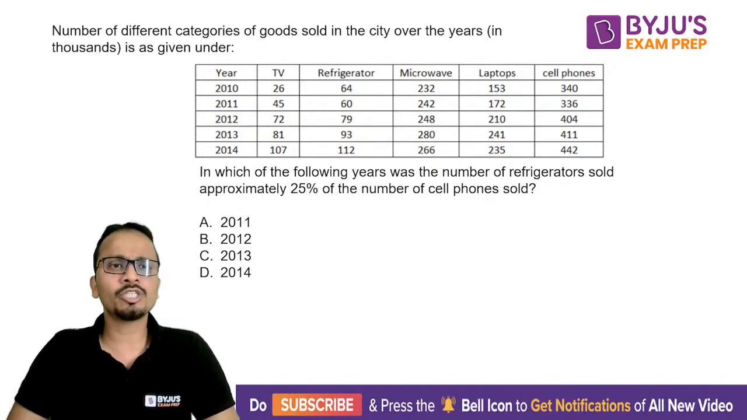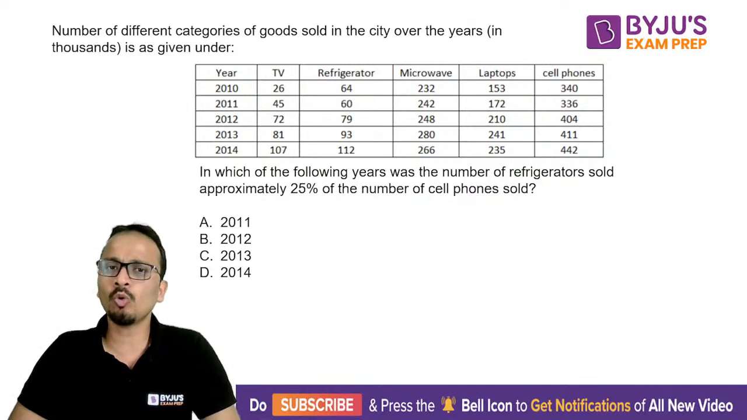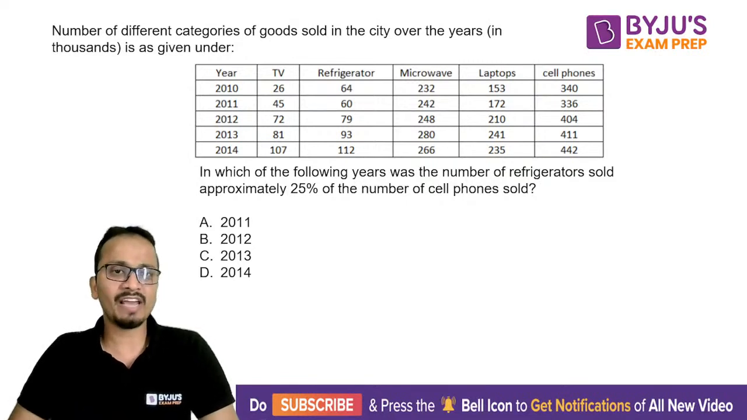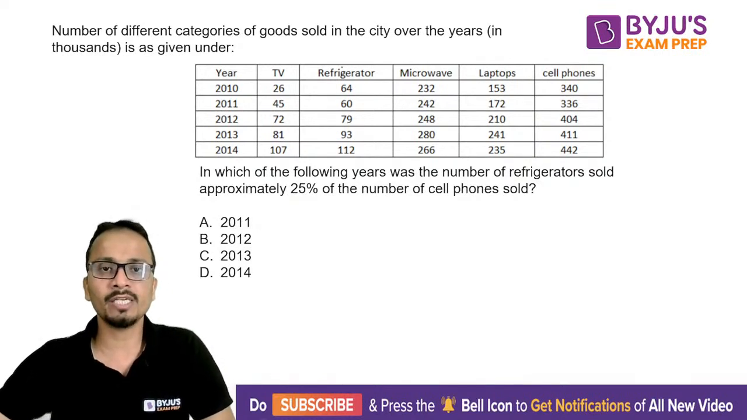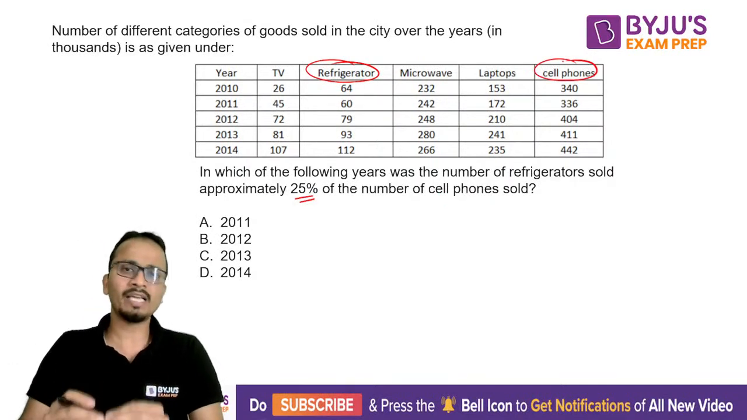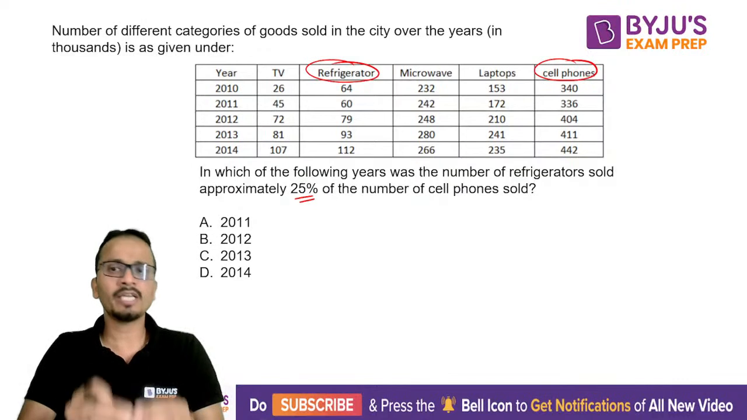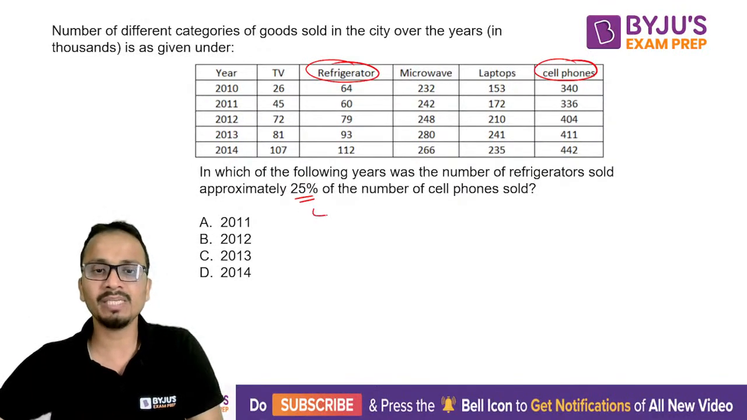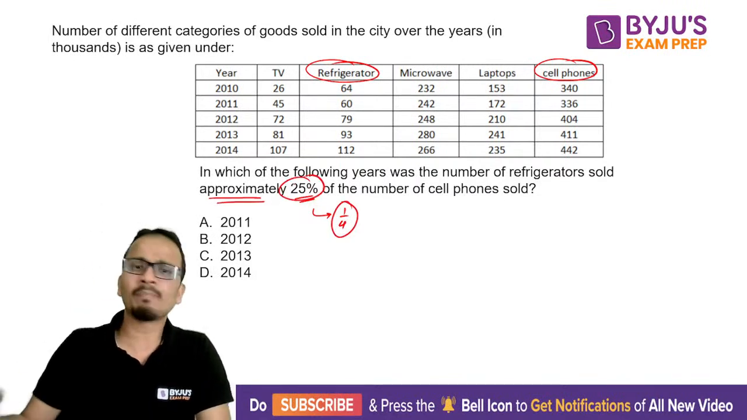Okay, so let's look at this question. The question says that the number of different category goods sold in a city over the years, in thousands, is given as under. Five years are given, 2010 to 2014, and there are different categories of goods which are sold. In which of the following years was the number of refrigerators sold approximately 25% of the number of cell phones? So we have to find out in which year refrigerators are 25%. 25% means approximately one fourth. Okay, so they have mentioned approximately 25%, so I'll say approximately one fourth.